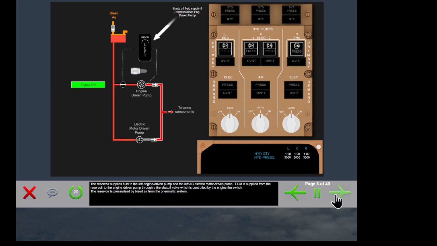The reservoir supplies fluid to the left engine-driven pump and the left AC electric motor-driven pump. Fluid is supplied from the reservoir to the engine-driven pump through a fire shutoff valve, which is controlled by the engine fire switch. The reservoir is pressurized by bleed air from the pneumatic system.